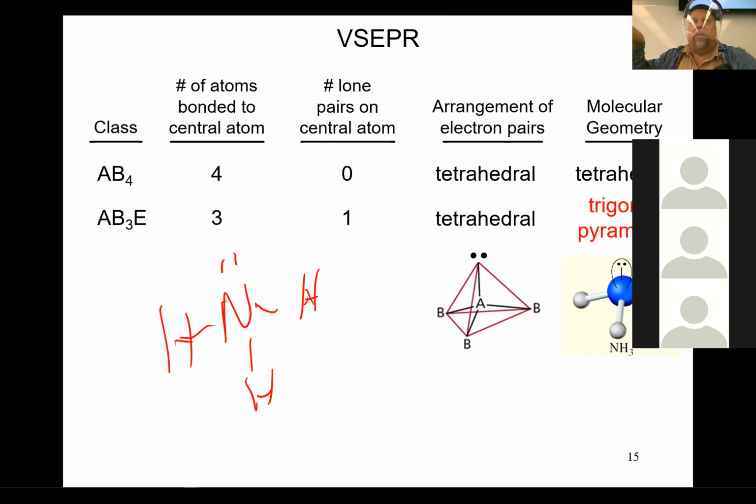Now, AB2E2. You have 2 atoms bonded to the central atom, and 2 lone pairs associated with that. It looks like this. It is also a tetrahedral form. Now, what's a good example of this one? Move along the periodic table again. What's a good example of this? I used ammonia for the previous one. What is a good example for this one? AB2E2.